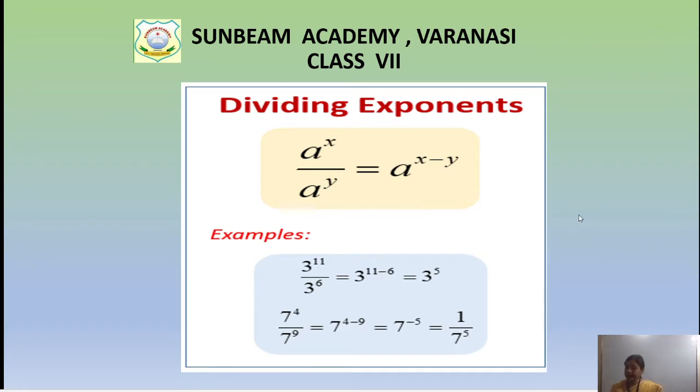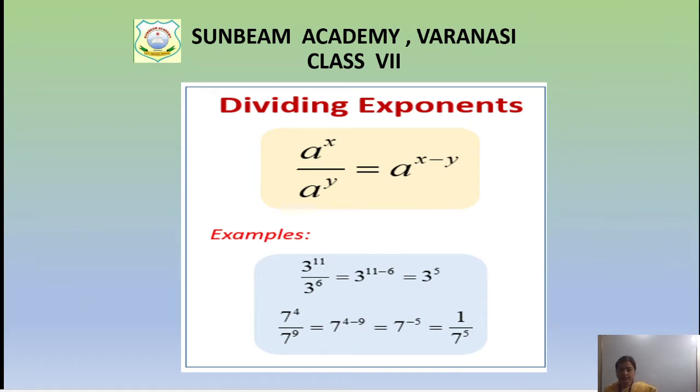If in the numerator the power is less, then also we will do the same. The answer will come in negative: 7 to the power minus 5 is coming. So we will take the reciprocal of 7 by 1. So the answer will be 1 by 7 to the power 5.